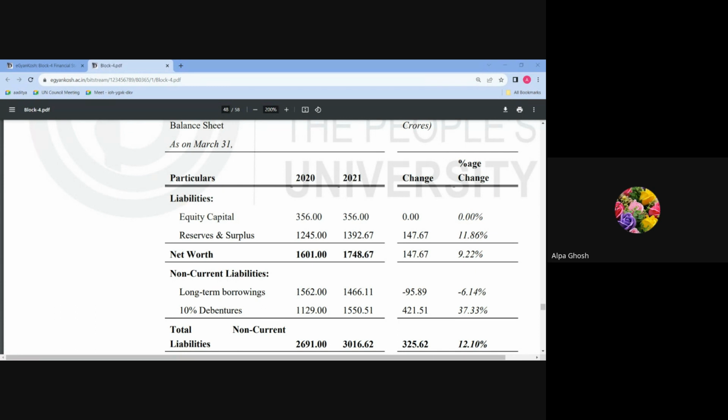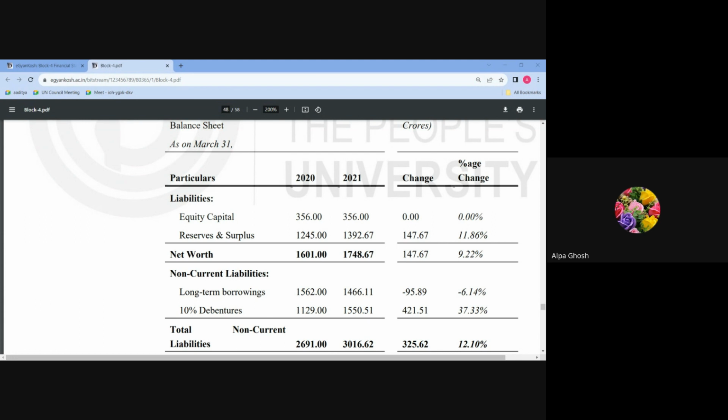So whenever we want to know how to calculate the change in percentage, the percentage change is always calculated compared with the previous year. So you can see there is a change of only 147.67 crores, and then we compare this with the previous year's amount. The previous year's amount is 1245 crores. So when we see 1245, then we can easily see that there is a percentage change of only 11.86 percent. Am I clear?